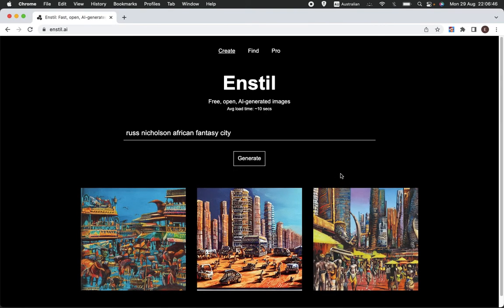I suspect the difference is simply that the set of images that Enstil was trained on has lots of N.C. Wyeth paintings and very few Russ Nicholson drawings, perhaps because he's a modern artist and his art is under copyright, and that restricts the amount of pictures of it that are on the internet. Possibly also because there's another Russ Nicholson who's famous as well. But unfortunately, it doesn't seem like you can really predict which ones are going to work well.